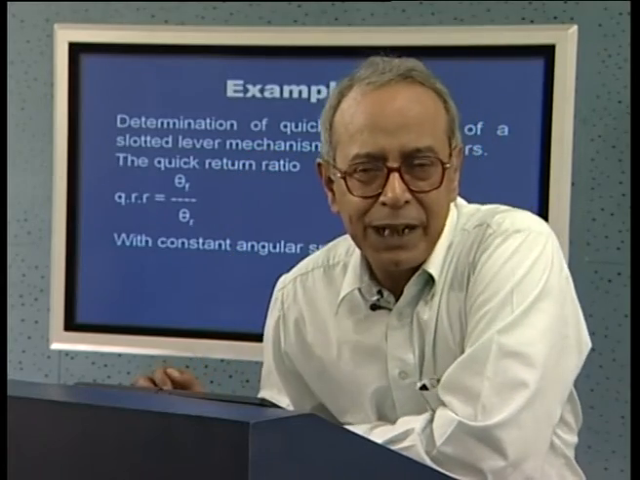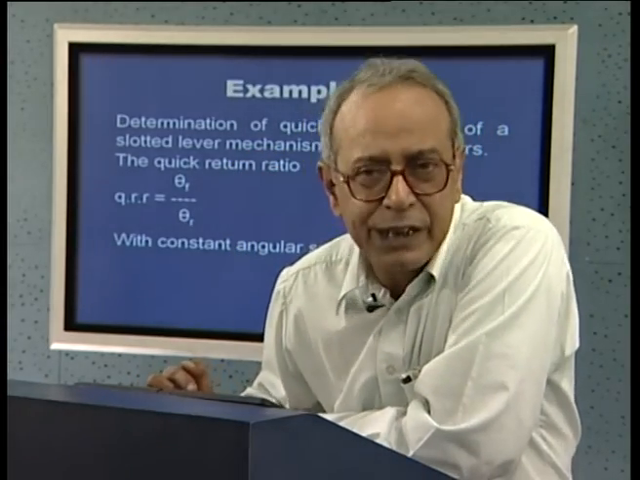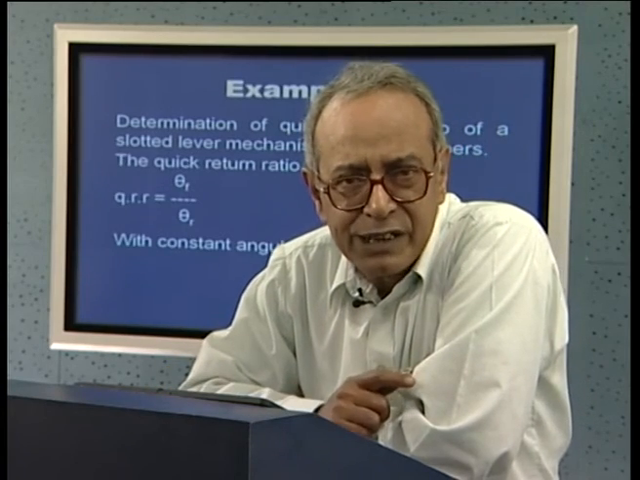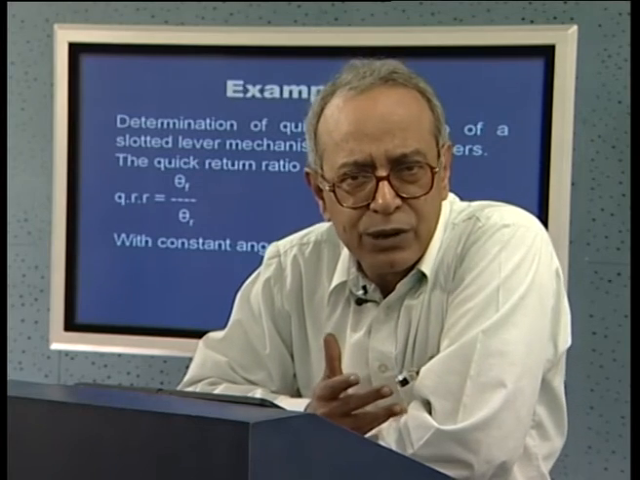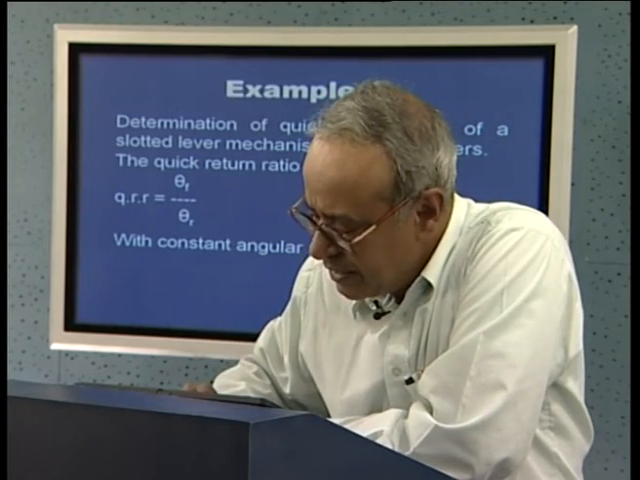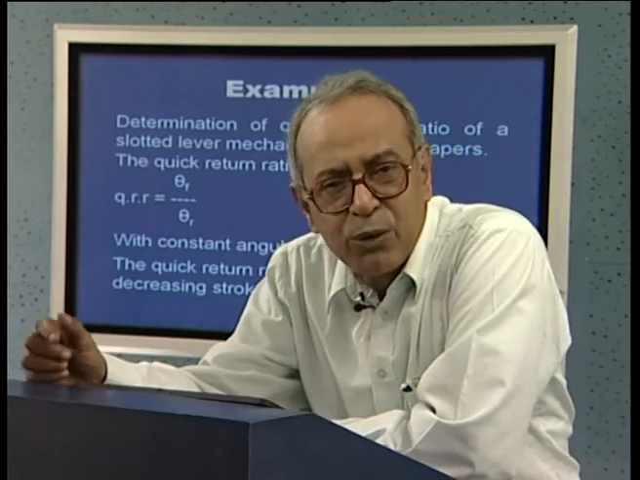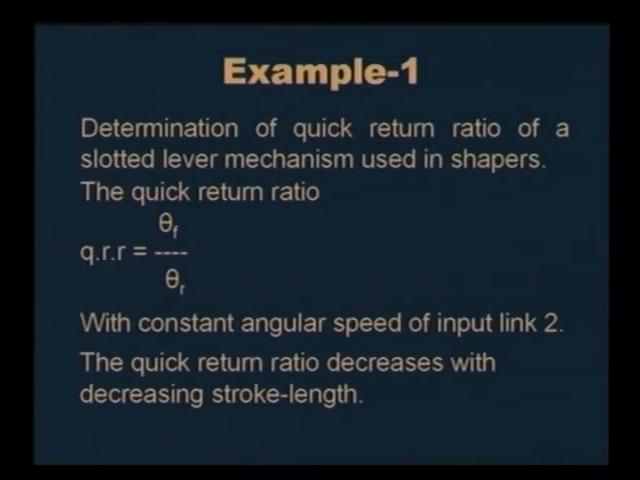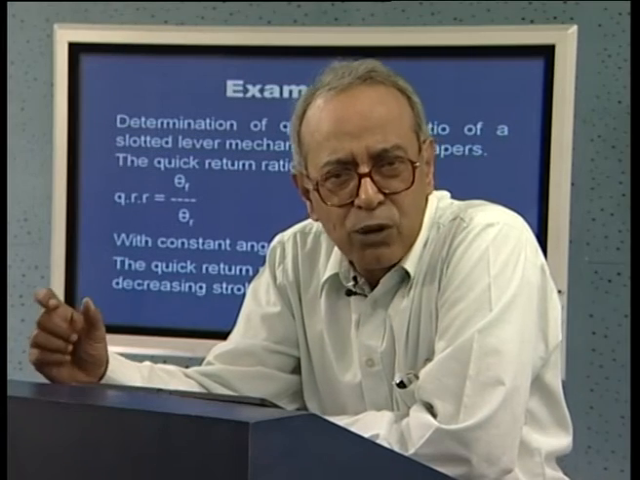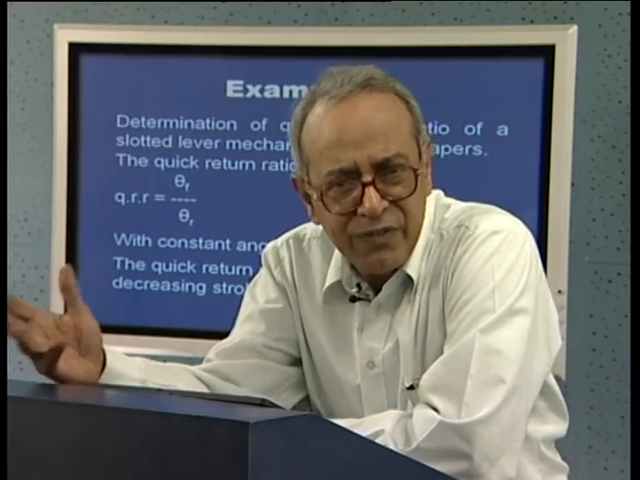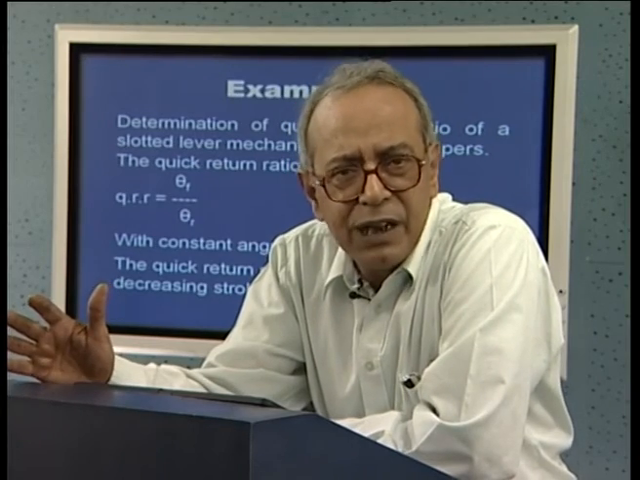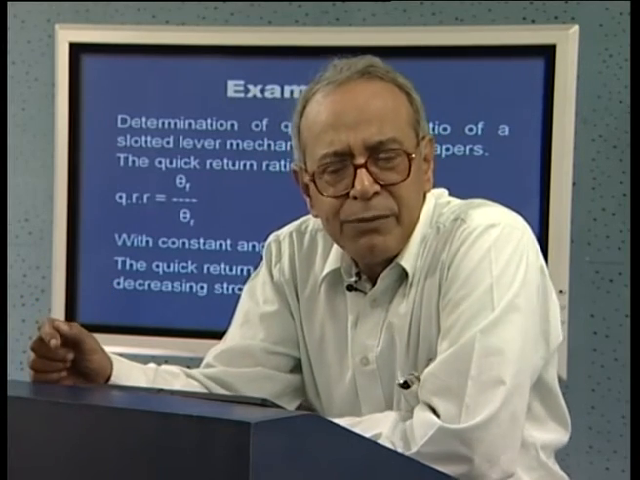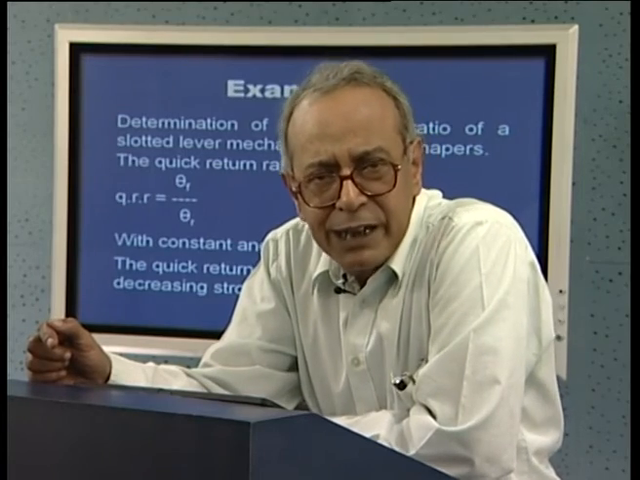We have just now explained that the slotted lever quick return mechanism used for shaping machines is not good for smaller stroke length, because then the quick return ratio tends to become 1. That is, the quick return ratio decreases with decreasing stroke length. However, for slotting machine where the stroke lengths are normally short, we have to have a different type of quick return mechanism where the quick return ratio is independent of the stroke length. Such a mechanism is called Whitworth quick return mechanism.